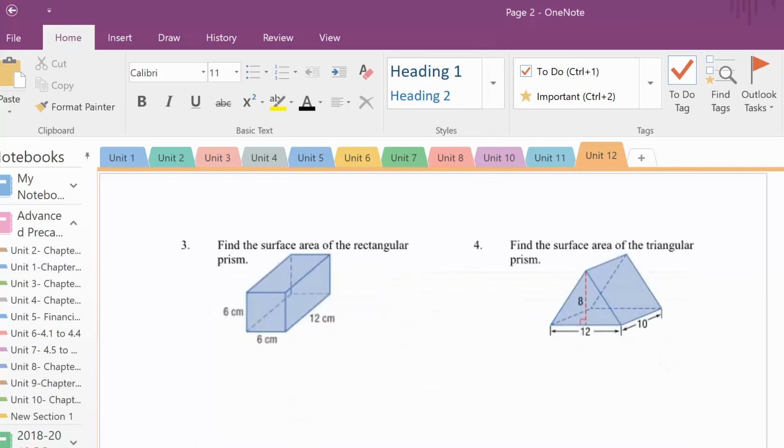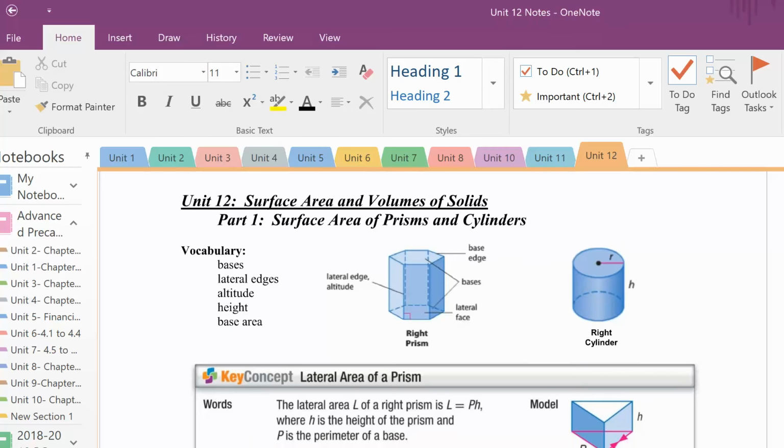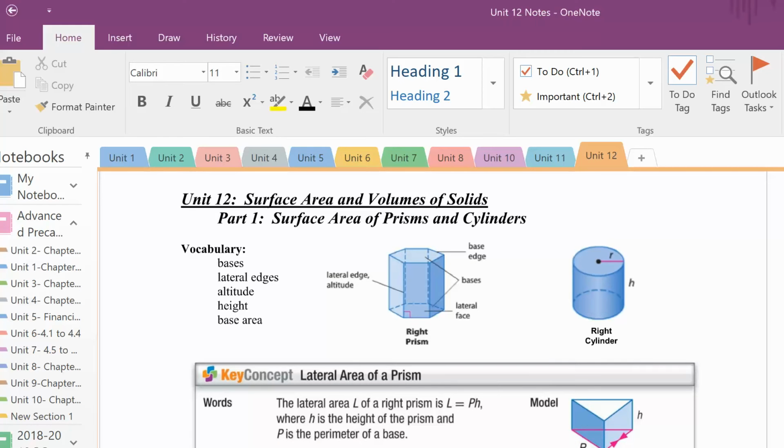Welcome to today's video on Unit 12, Part 1, called Surface Areas of Prisms and Cylinders. So, in this unit, we're going to work on three-dimensional figures and how to find area and volume of those figures. So first, we'll start with surface area.